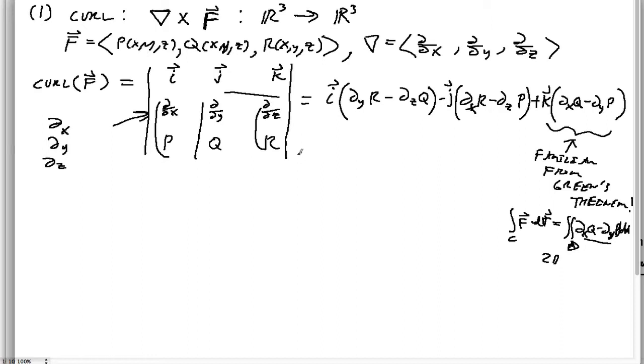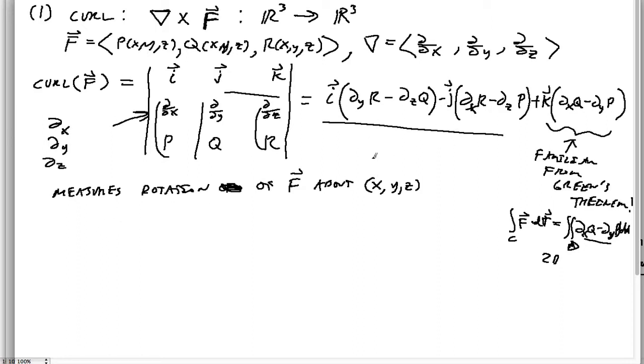But before we do that, let's talk quickly about that. One way to think about curl is that it measures the rotation of f, our vector field, about whatever point we're interested in. So that's what we think about when we think about the curl.